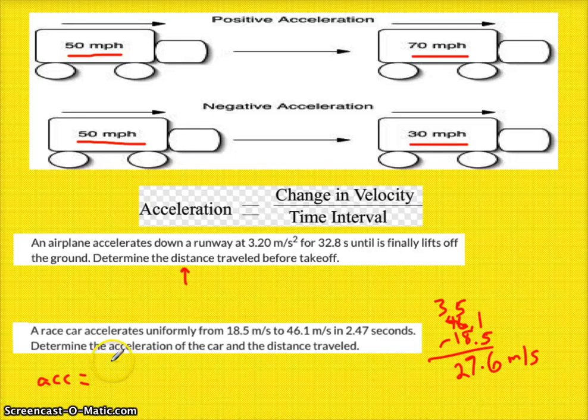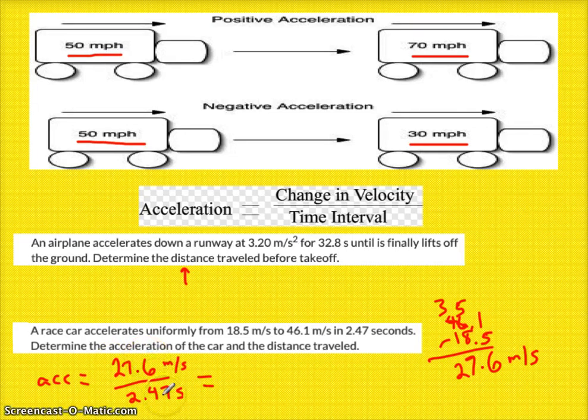So acceleration is change in velocity, which will be 27.6 over what? And here's the time interval, 2.47 seconds. So we have acceleration in meters per second, and we have distance traveled, our time, in 2.47 seconds. So we're going to run out of time, but it's just a matter of plugging in 27.6 divided by 2.47. It's going to be something like around 14, and that would be in 14, whatever it is, meters per second squared.